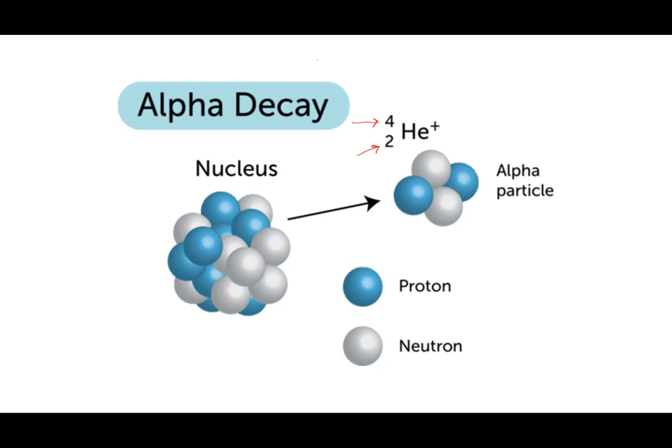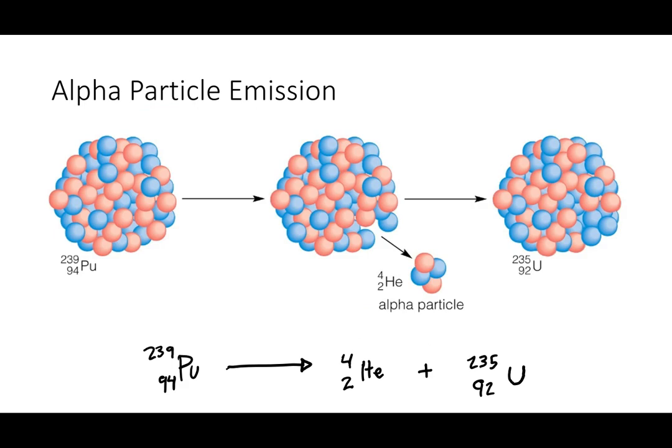Okay, that's what an alpha particle is. And we saw this with Ernest Rutherford's gold foil experiment, if you remember that one. Alpha particle emission occurs somewhat like this. If you had a plutonium nucleus, it can emit an alpha particle and turn into something completely different.